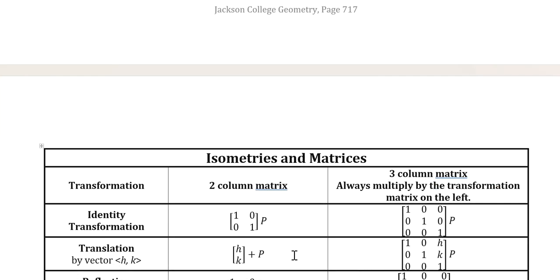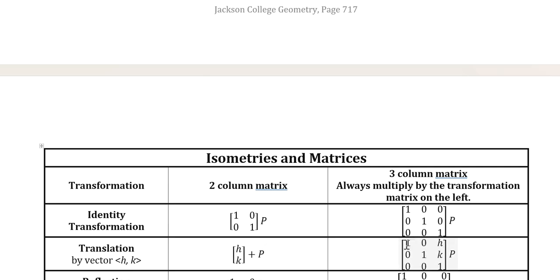To do a translation using the 2-column matrix, you take the point and you just add h to the x coordinate and k to the y. So the first row, first column, you add h, and then the second row, first column, you add k.